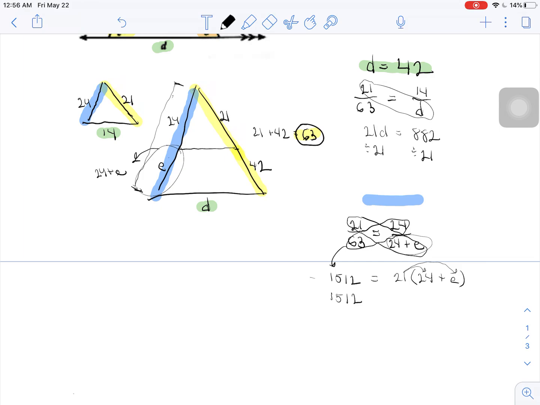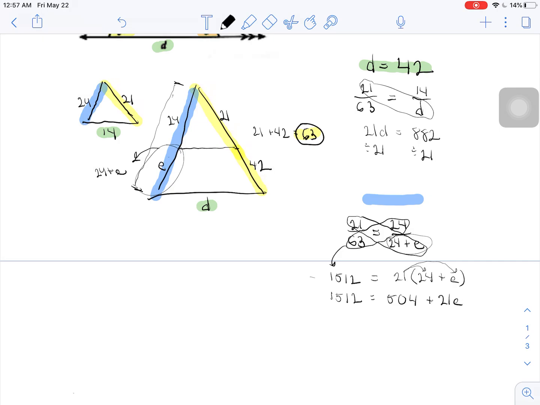So now we've got our equation. We just have to solve this out. So 21 times 24, if we do our distributive property, is 504. And then 21 times e is 21e. So that makes a 2-step equation. So now we can solve our 2-step equation.